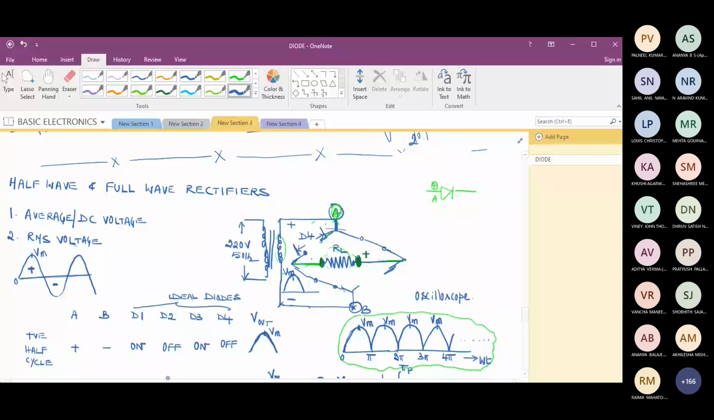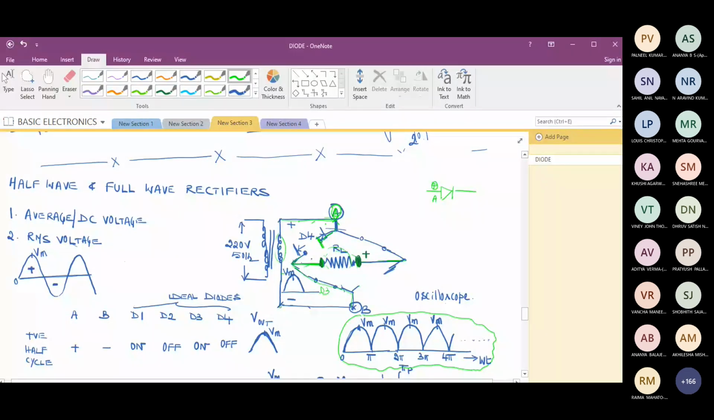Do you agree one end of D4 is connected to terminal A? Do you agree that the other end of D4 is connected to B? Since this diode D3 is conducting, is the other end of diode D4 connected to terminal B? Is it clear? Because it is getting shorted.